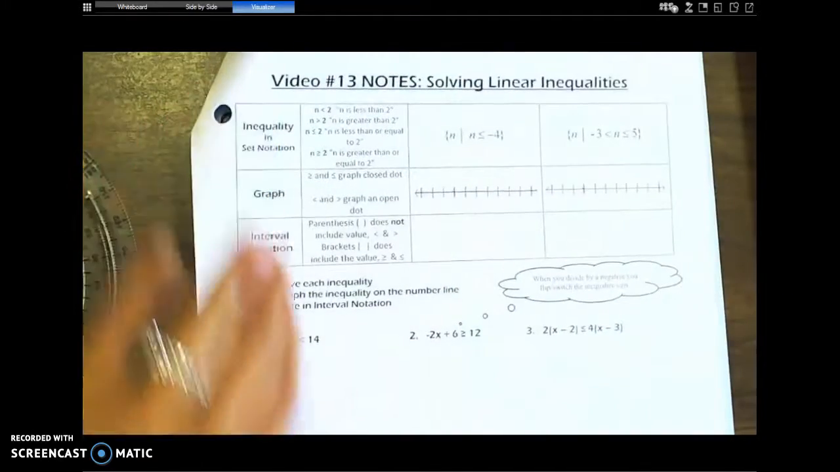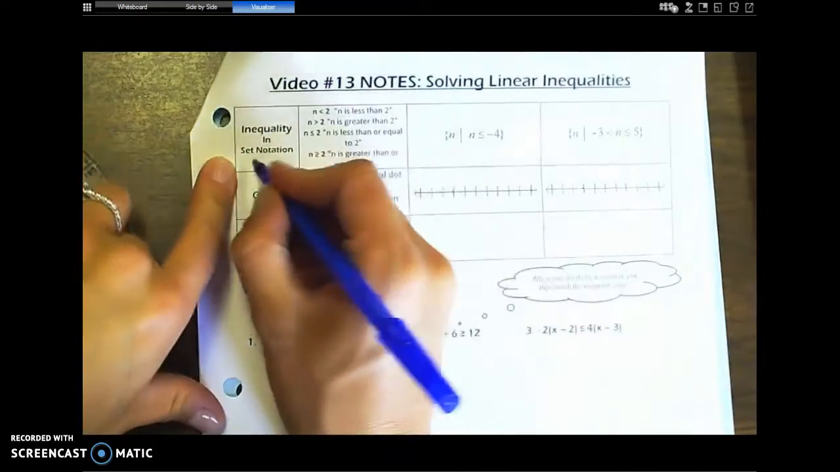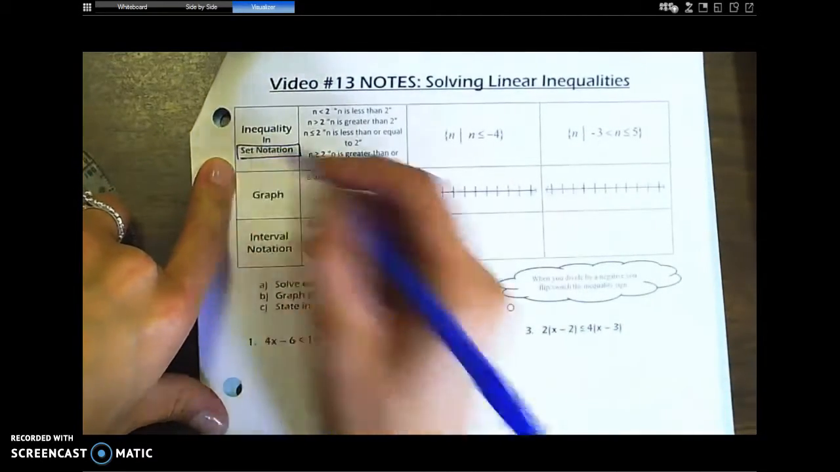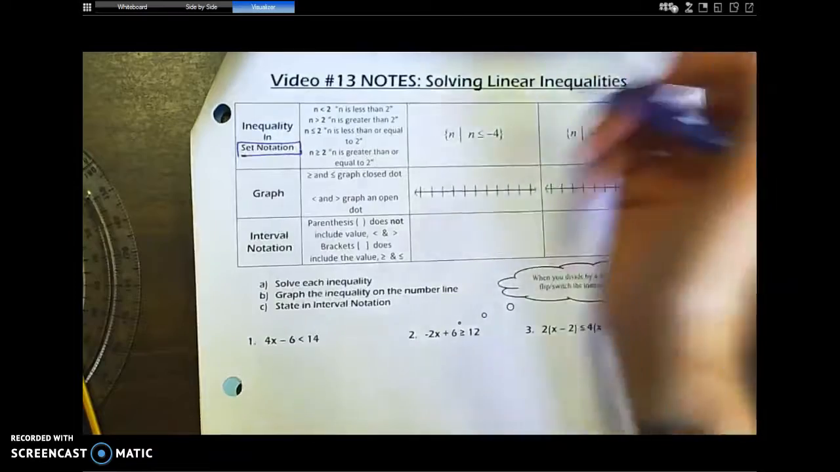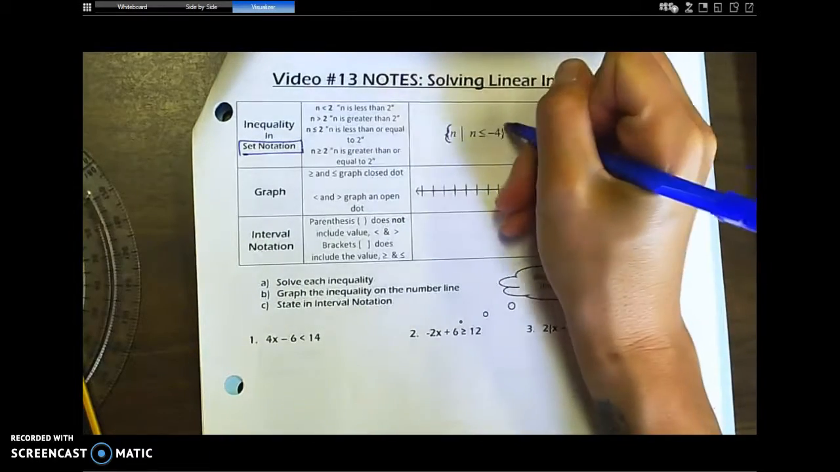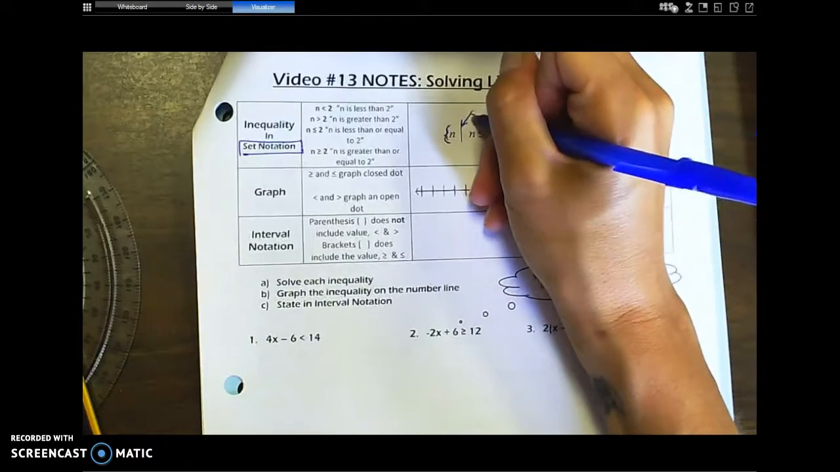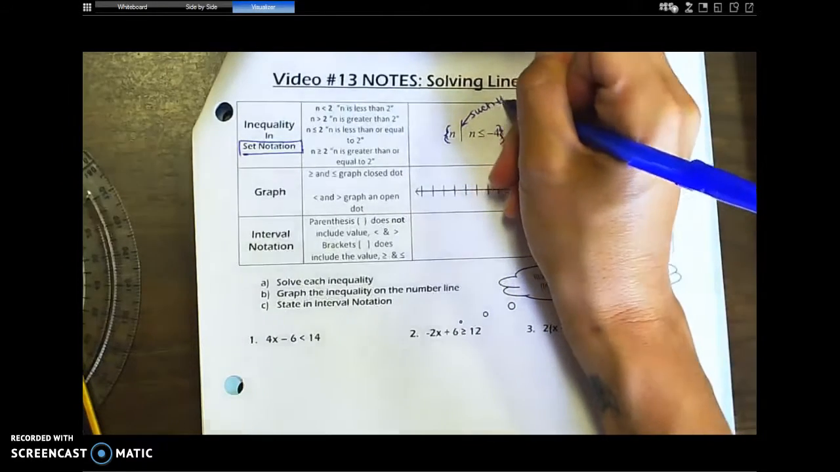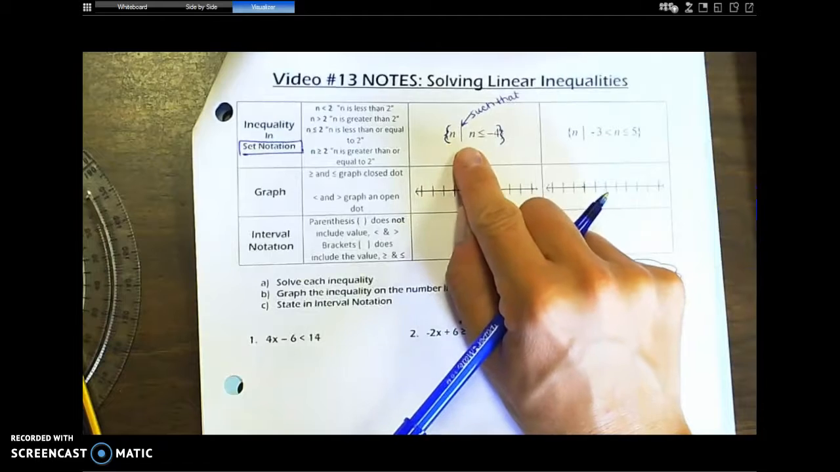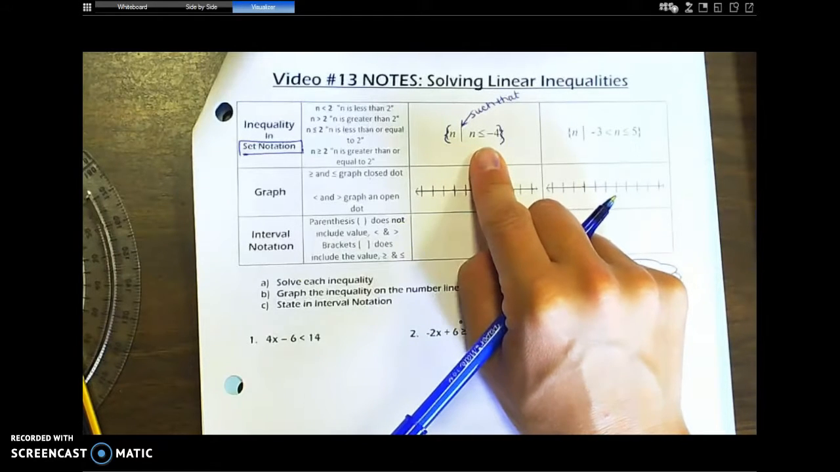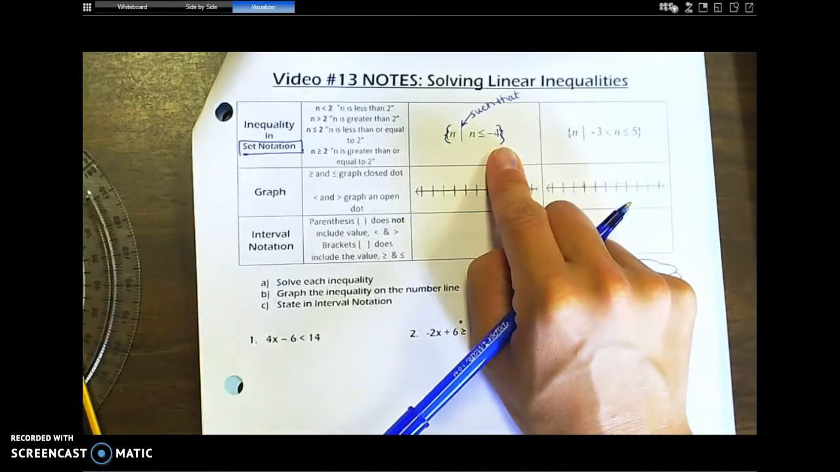Let's take a look first at what's called set notation. Set notation means it's going to be in brackets, and we read it as n, and this little line here means the words "such that." So n such that n is less than or equal to -4.